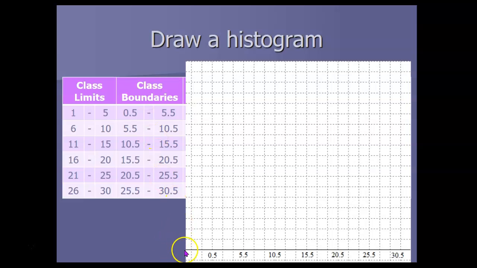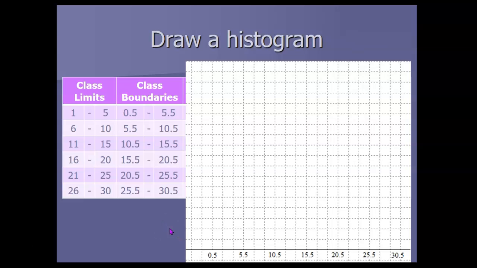So we start out by drawing the horizontal axis running across the bottom of the graph, and we label it with the class boundaries. So here's 0.5, then I went 3 squares over and put 5.5 here on this line. I went 3 more squares over and put 10.5 here, 3 more squares over and put 15.5, then 20.5, then 25.5, and then 30.5. So there are the boundaries.